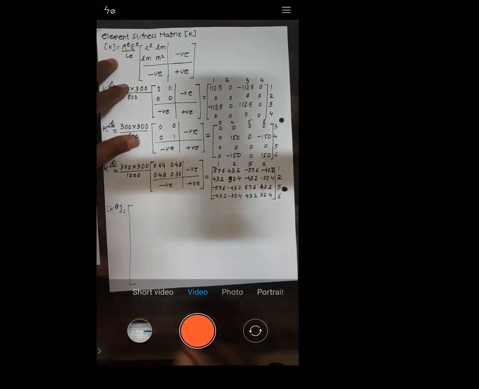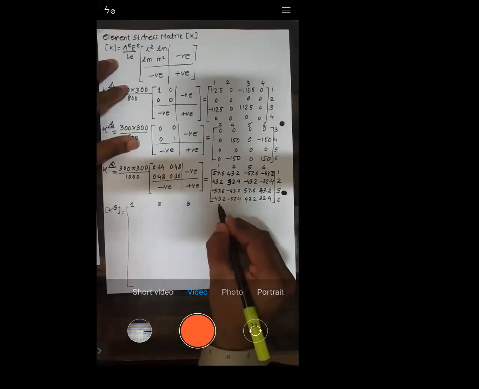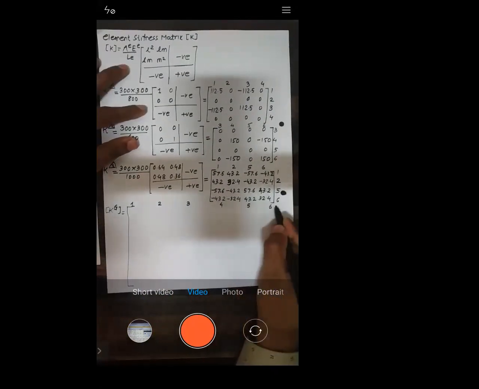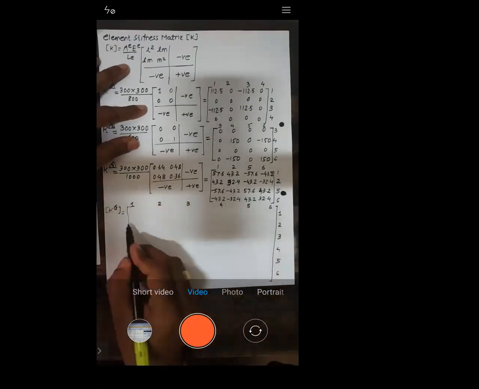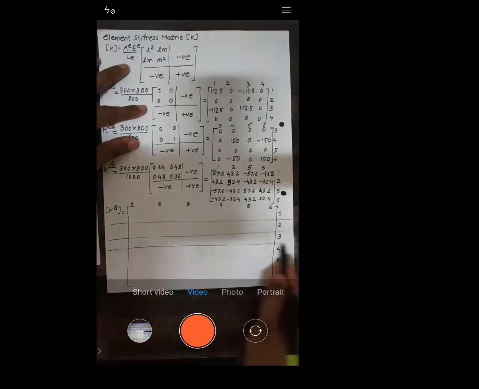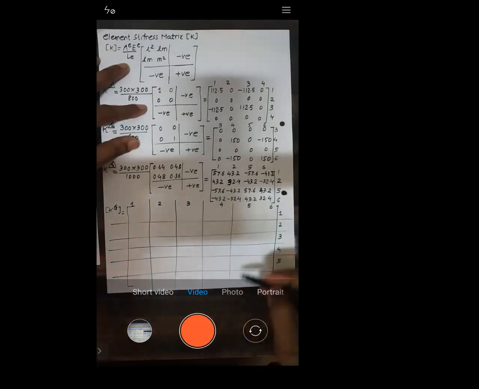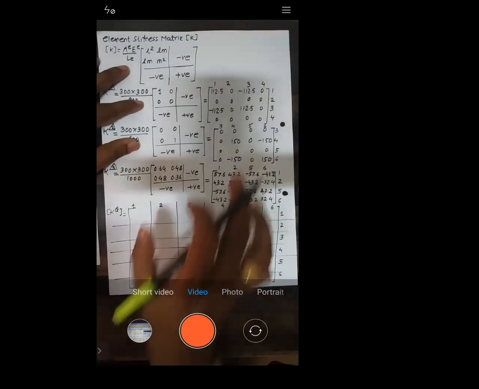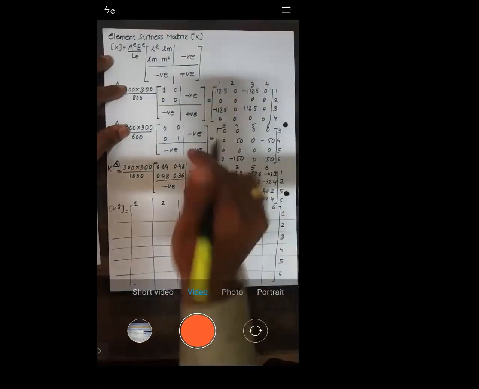So tell me how we should form it. What is the size of this global stiffness matrix? It is 6 by 6, because there are 3 nodes and each node can move in 2 directions. So 3 into 2 is 6. Now we need to pick those elements and just place them as they are. So I'll pick those values 1 2 3 4. It's a straightforward matrix.